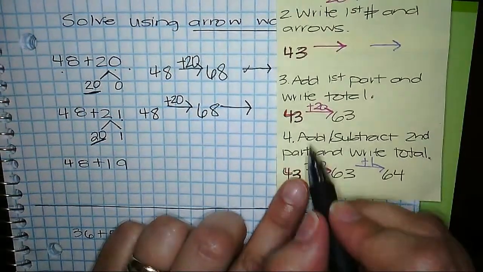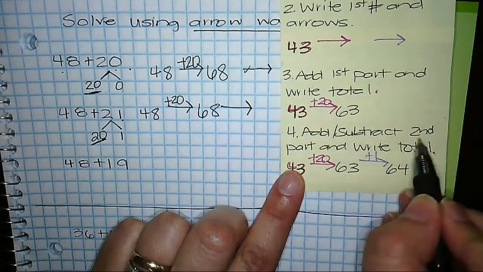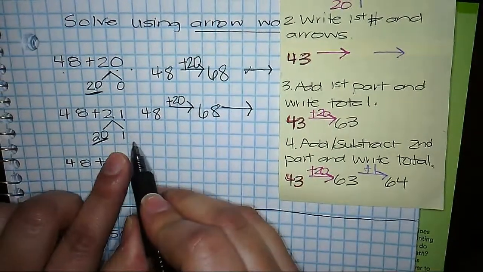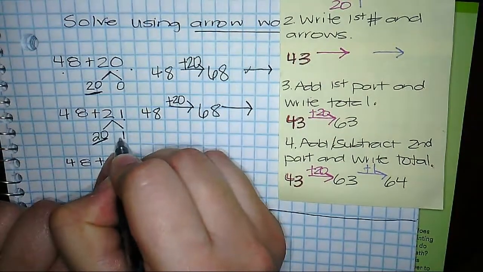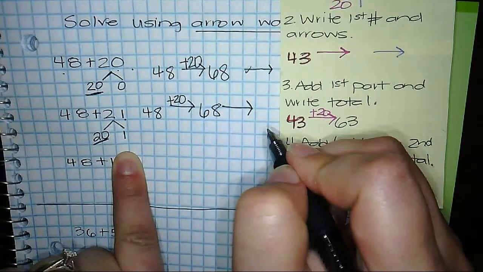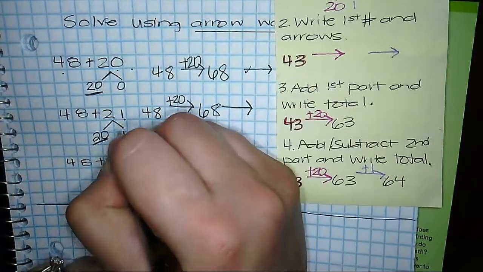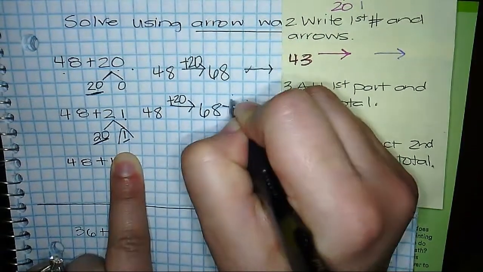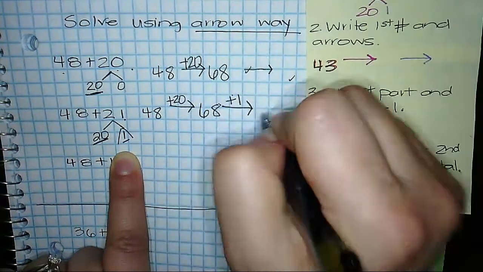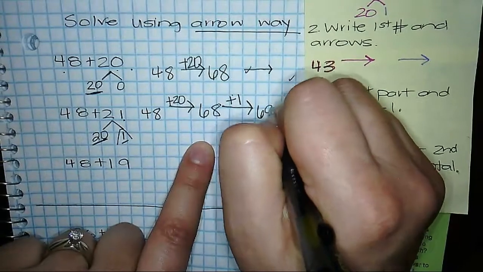Now, the second one is add or subtract the second part. In this one, I'm going to add because 20 and 1 make 21. So this part that is right here goes right here, plus 1. So 68 plus 1 equals 69.